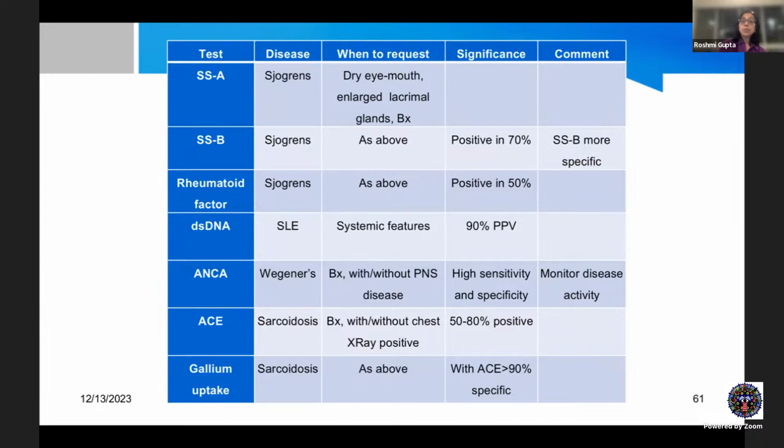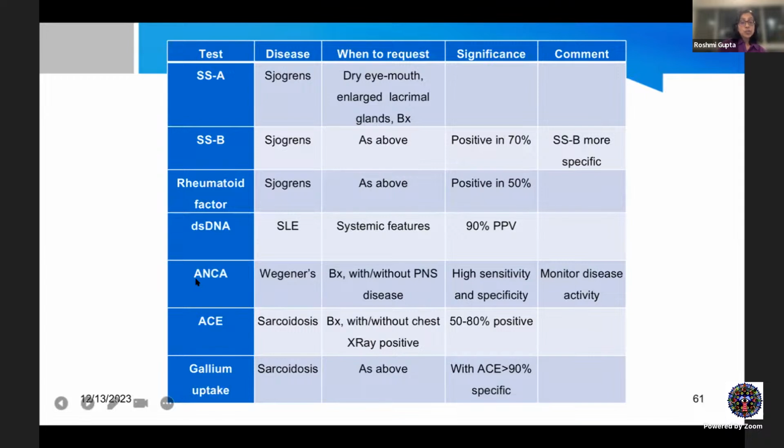dsDNA would possibly be positive in SLE. So we are talking about fever, we are talking about the butterfly rash, we are talking about lung involvement. Otherwise, dsDNA doesn't really need to be checked for a typical orbital inflammatory disease. It's not very common.